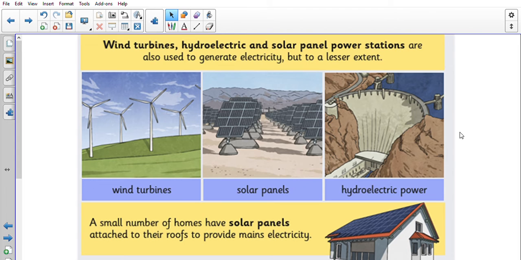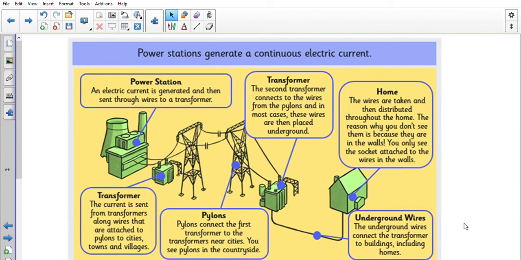Wind turbines, hydroelectric and solar panel power stations are also used to generate electricity, but not as heavily used. We've looked at this earlier on in the week. So we've got wind turbines. Remember, the wind helps them to spin around, which produces electricity. Solar panels and hydroelectric power. Now remember, we spoke about how these were renewable energy sources because they will not run out like fossil fuels, i.e. coal and oil. As we spoke about again, some people have solar panels on their roof and it helps to provide mains electricity.